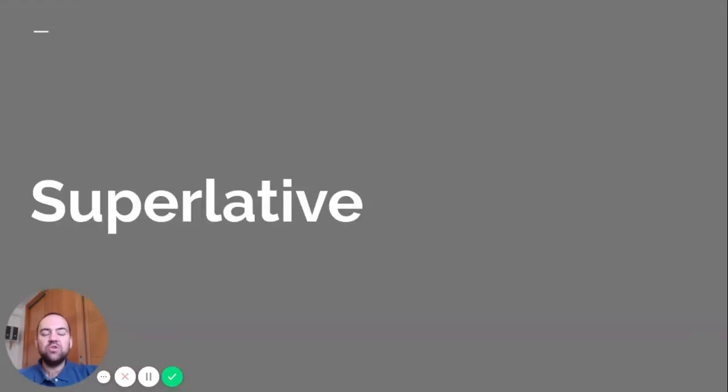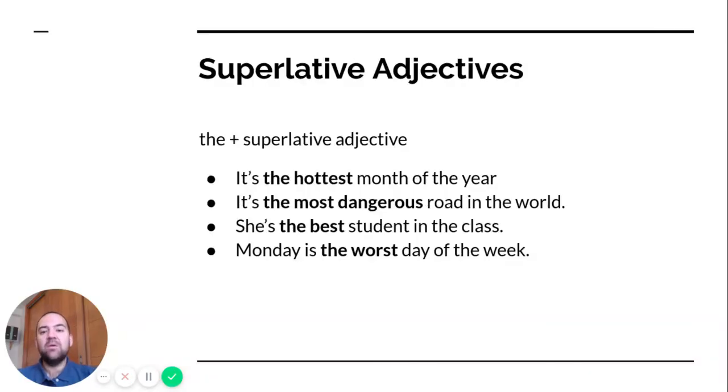So what happens with the superlative? The superlative follows more or less the same way, okay? But because there is only one can be the most, we have to put the in front of it, yeah? It's the hottest month of the year. There are 12 months, but only one of them can be the hottest. That is why we put the. There is only one. The hottest month of the year.